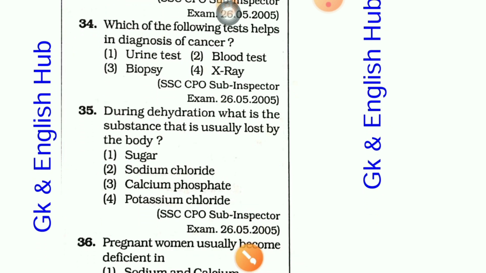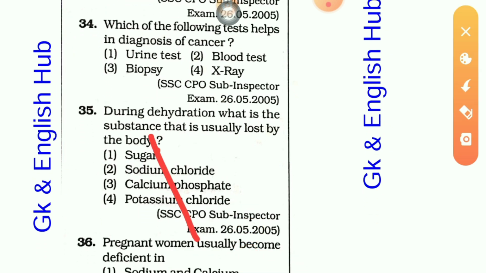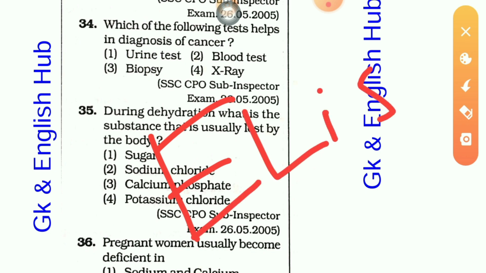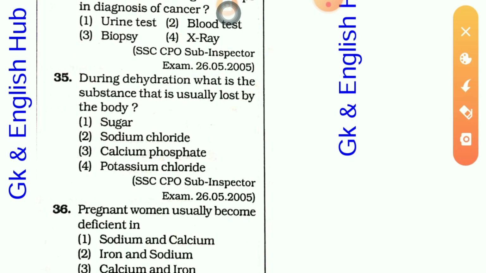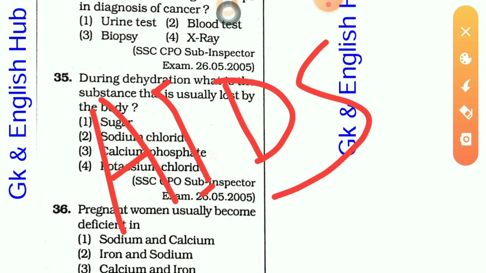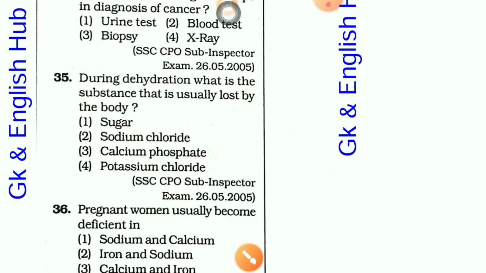With it, know one more, that is the ELISA test. It is also asked. ELISA test is used to diagnose AIDS, acquired immunodeficiency syndrome.